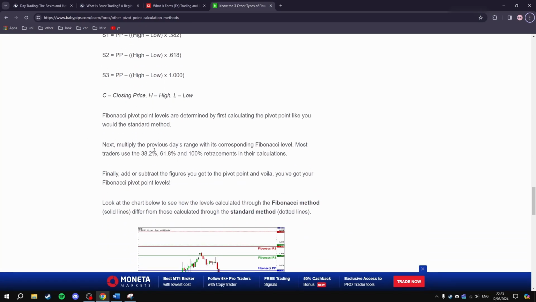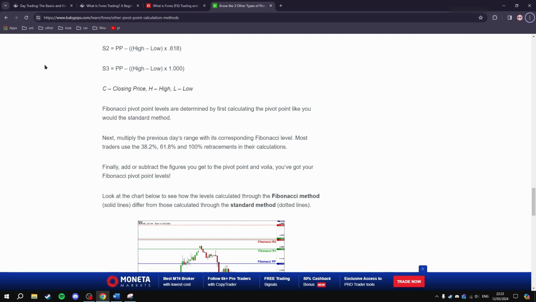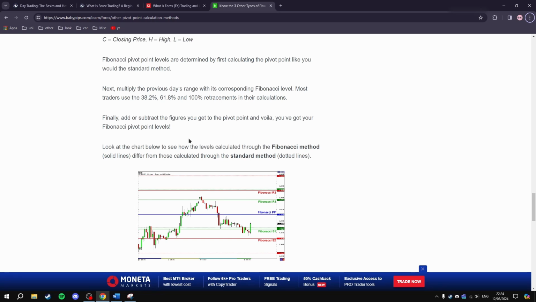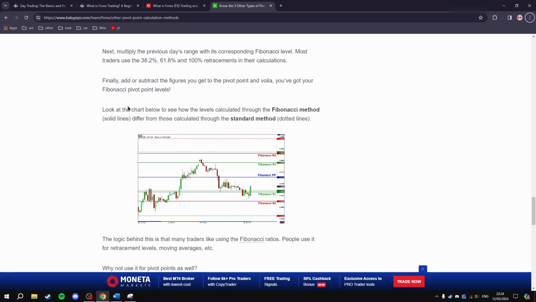Fibonacci pivot points levels are determined by first calculating the pivot point like you would the standard method. Next, multiply the previous day's range with the corresponding Fibonacci level. Most traders use 38.2%, 61.8%, 100% retracements in their calculations. Finally, add or subtract the figures you get to the pivot point, and voila, you got your Fibonacci pivot point levels. Look at the chart below to see the levels calculated through the Fibonacci method, solid lines, differ from those calculated through the standard method, dotted lines.